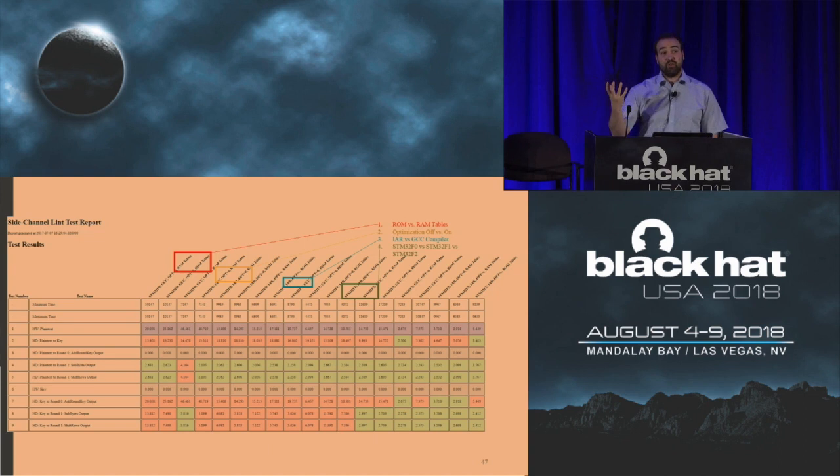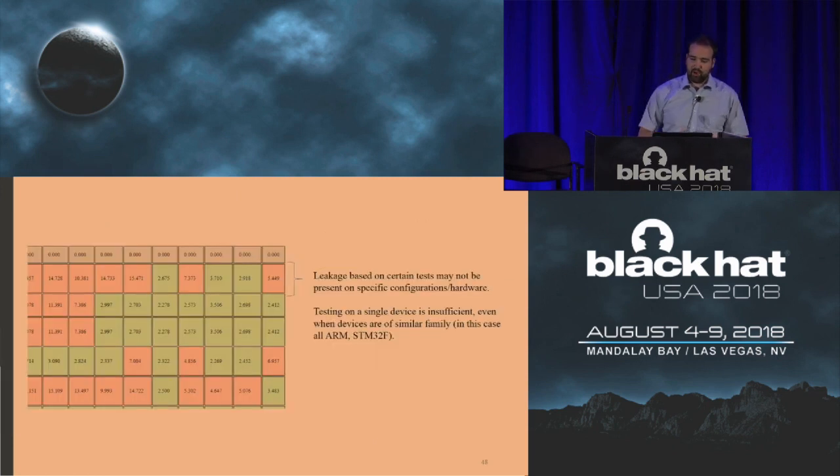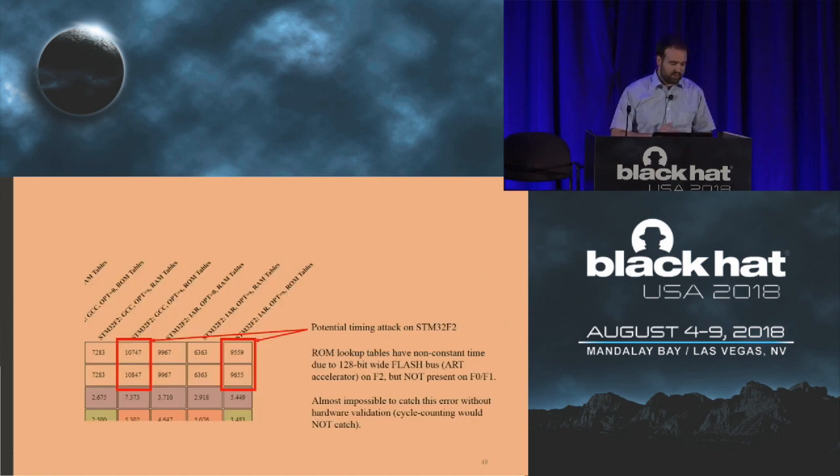So if you just took a library and said, okay, this has side channel countermeasures, we tested it, it's great, when you compile it later, or compile it for a different architecture, you may find things change a lot. So just testing for one device, even if it's in the same family, is probably insufficient. The other interesting thing, which I didn't expect to find, is that some of these also introduce timing attacks.